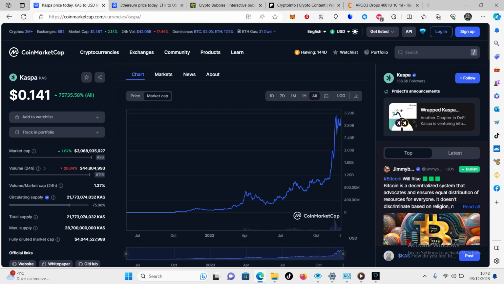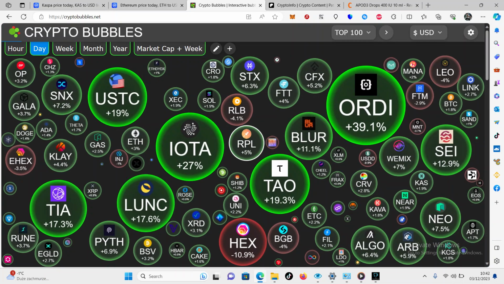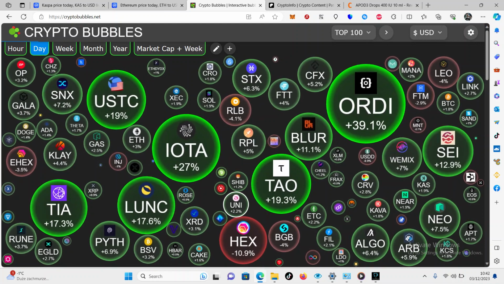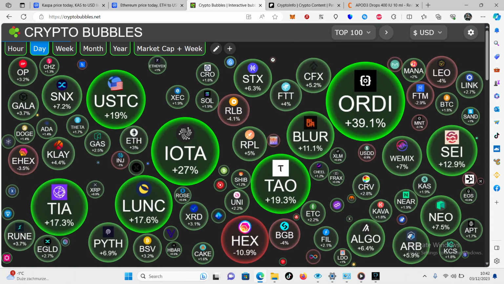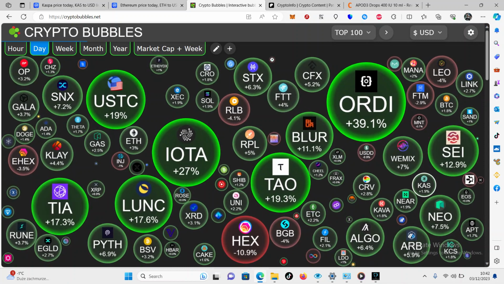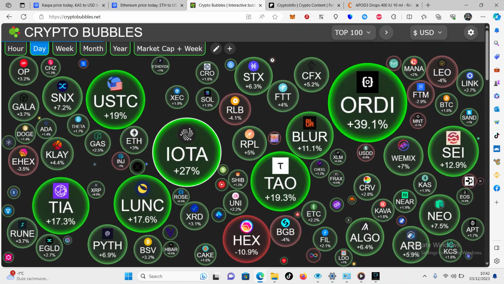All right, so just want to share some other things with you. If we have a look today at the overall crypto market, it's a very green day. It's looking very bullish. It's looking nice. Kaspa's up 1.9%. We are going into the bull run now, guys.